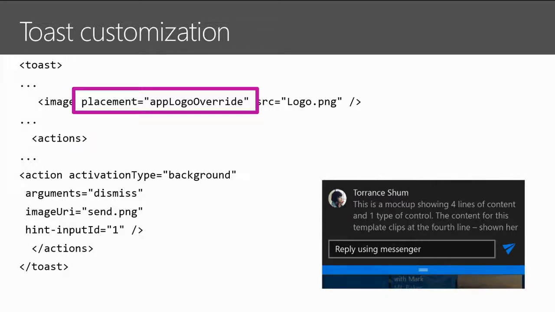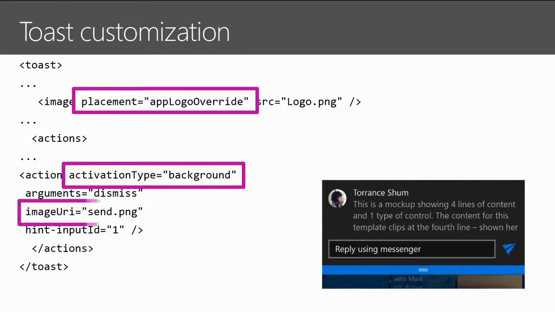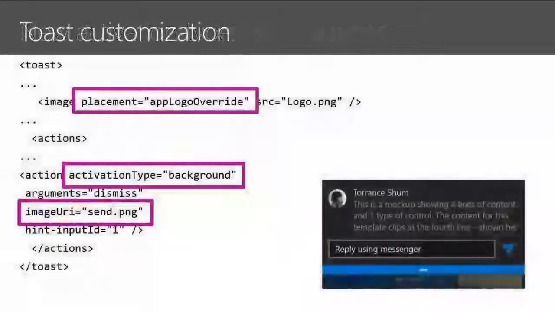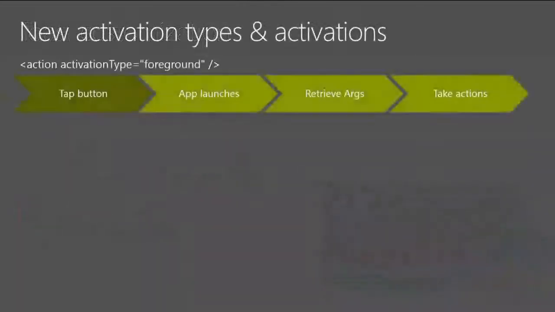So this is how you would do app logo override, right? That's changing the picture of Torrance to whatever picture you want. In this case, logo.png. And this is activating our background task, which is going to handle the reply. And it's going to be great. All right. And it picks the URI. Oh, by the way, that URI wasn't just an image. That was the image URI of the action, right? So that's the go button for that text block.